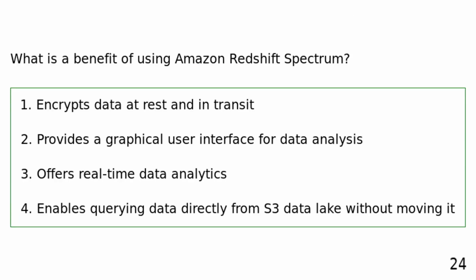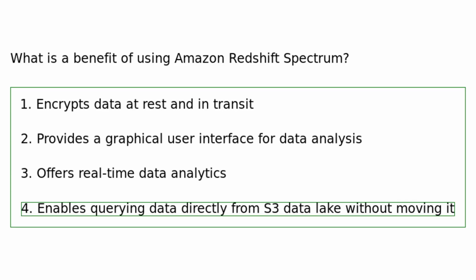What is a benefit of using Amazon RedShift Spectrum? Encrypts data at rest and in transit. Provides a graphical user interface for data analysis. Offers real-time data analytics. Enables querying data directly from S3 data lake without moving it. RedShift Spectrum allows cost-effective querying of data stored in S3 without needing to load it into RedShift, reducing storage costs.